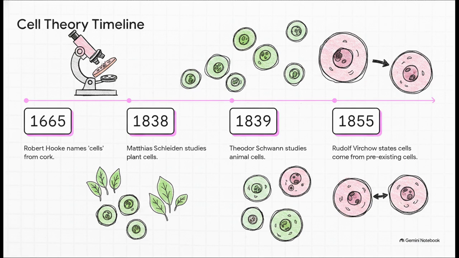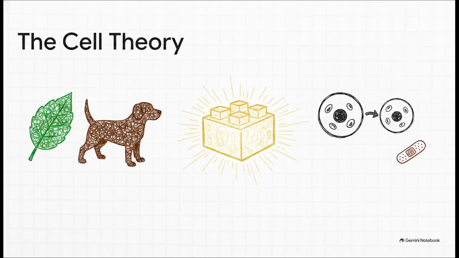Finally, in 1855, a physician named Rudolf Virchow realized a crucial detail. All cells actually divide, meaning they come from other pre-existing cells. So, by combining all of these incredible discoveries, scientists put together what we now call the cell theory. It's basically the 3 golden rules of biology.